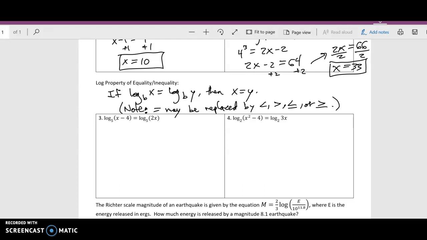All right, let's see if we can use that. Well, we can use it right here. If these bases are the same, these logs are equal to each other and they have the same base, then what you're taking the log of on the left is equal to what you're taking the log of on the right. And we're going to solve that for x.